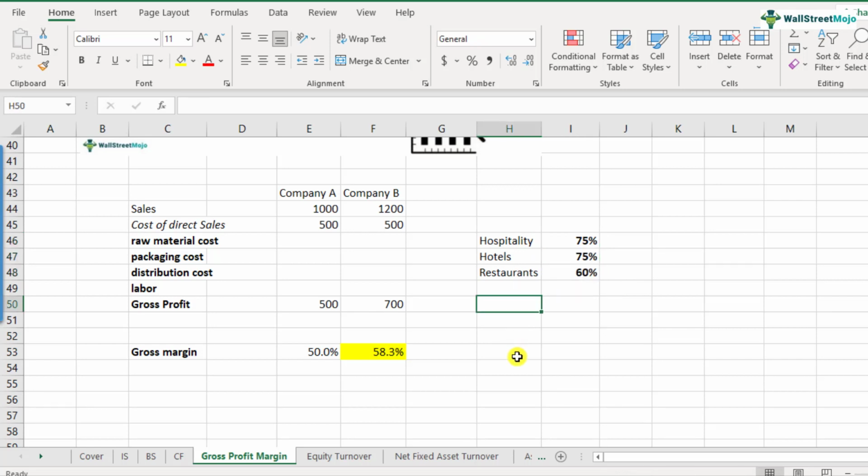Now compare this with, let's say, another, for example, retail or auto services.